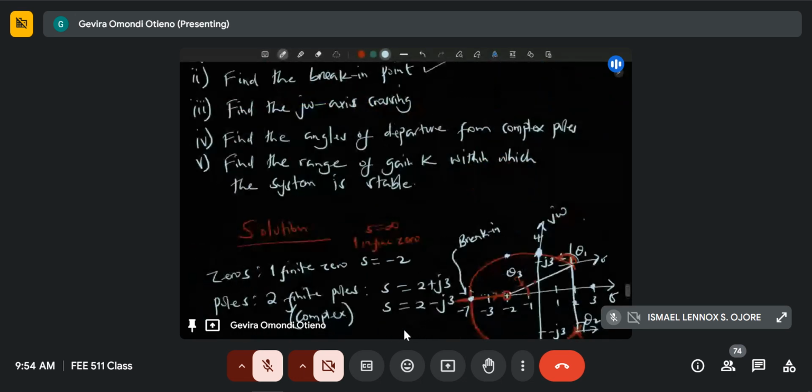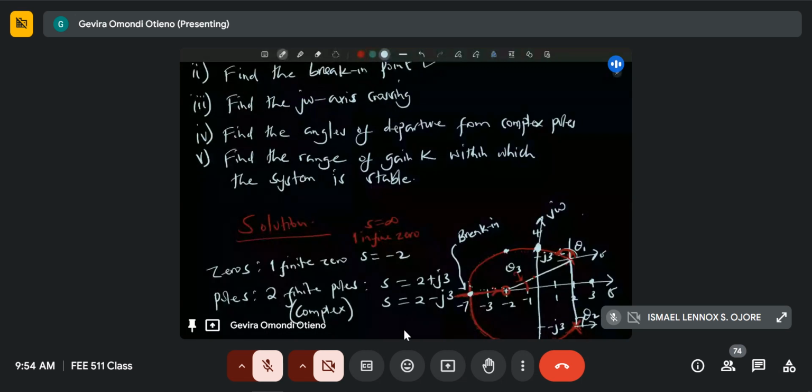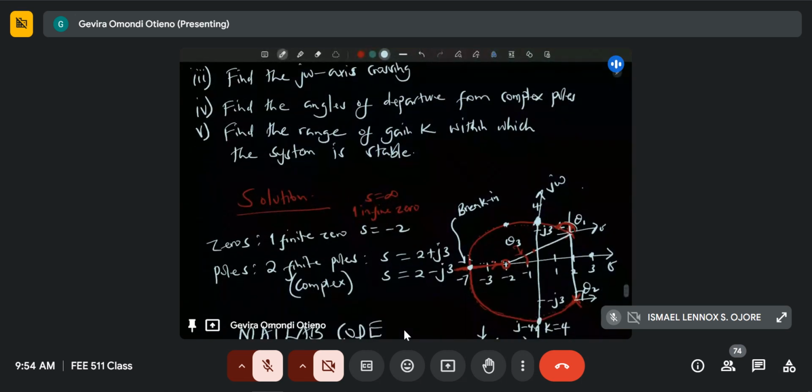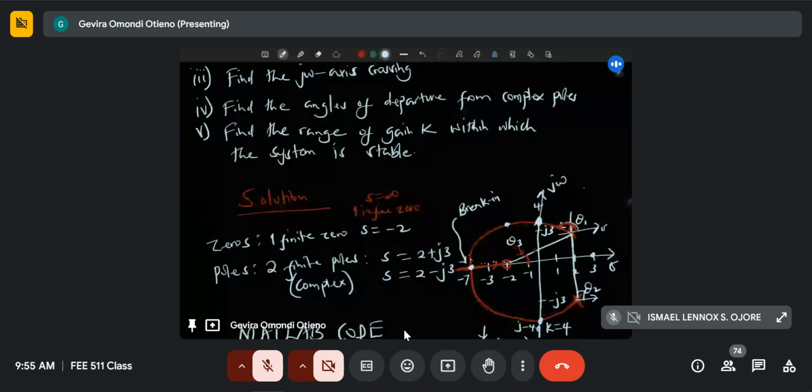Yes, find the range of gain K within which the system is stable. This one you should actually be able to tell me. We notice that the gain begins at K equals 0, and anything on the right half plane leads to instability. We want all our poles to be on the left half plane.